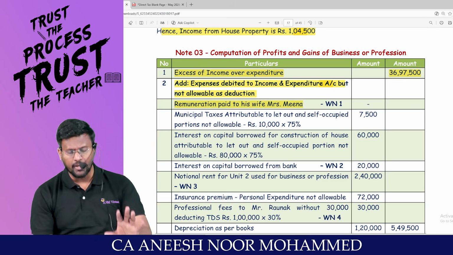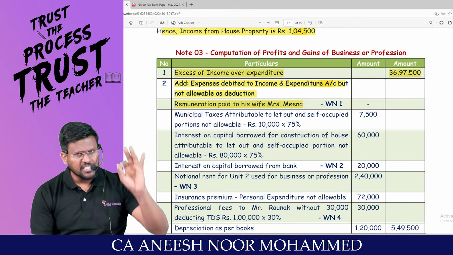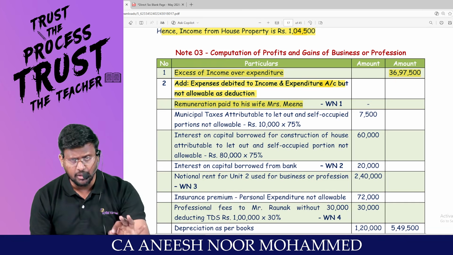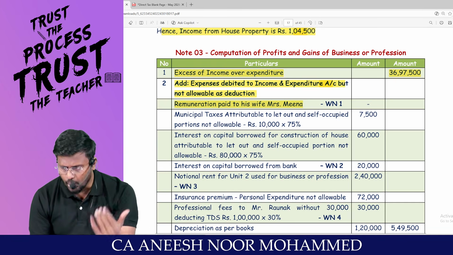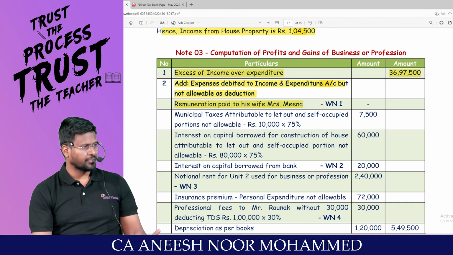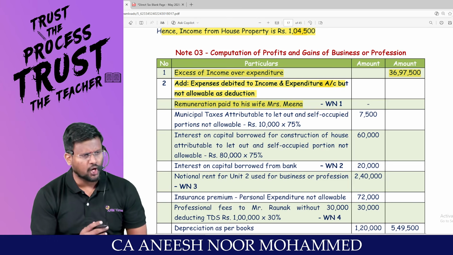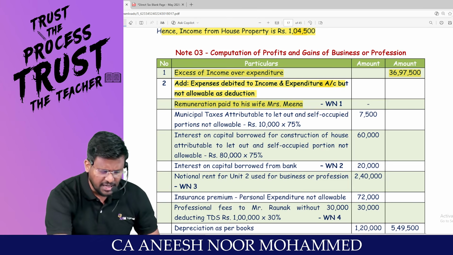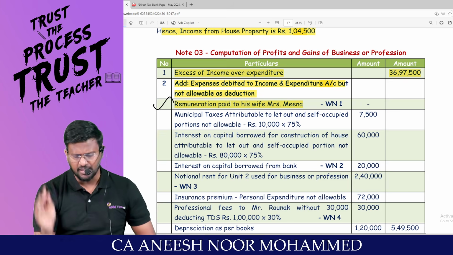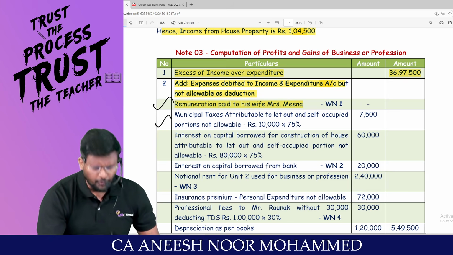Add expenses debited to income and expenditure account but not allowable as a deduction. Remuneration paid to his wife, Mrs. Meena, no problem. As per PGBP, 40A subsection 2, related party transactions are allowed. But the only problem is, it should not be more than the market price. The question specifically said that it is not more than market price. Hence, no disallowance is needed for PGBP. Accepting. These are beautiful points from PGBP.